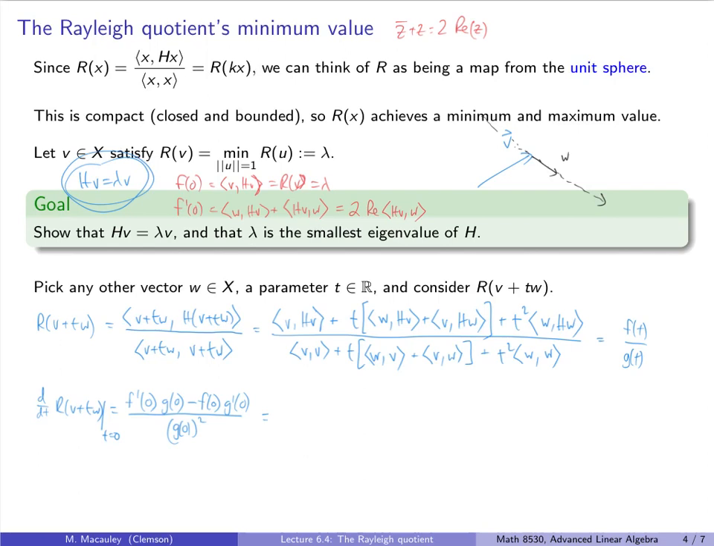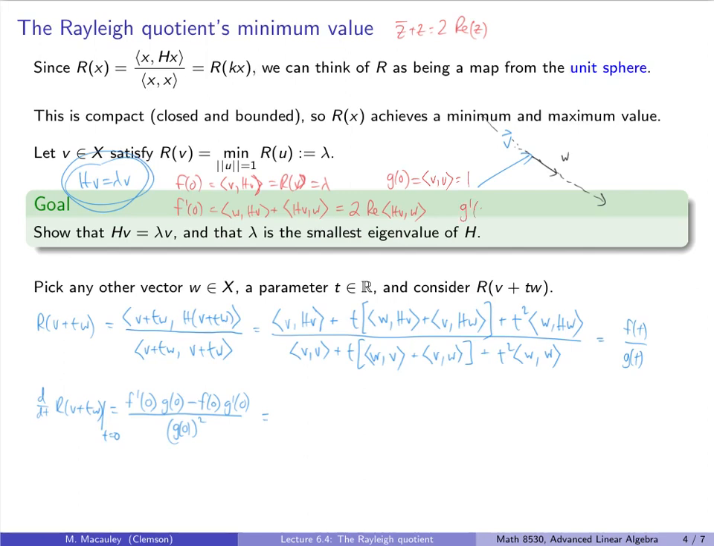So that's f of 0. Next, g of 0. That's what you get when you plug 0 into the bottom of this. Again, the t squared and the t goes away. You're left with v dot v. Since v is a unit vector, that's equal to 1.